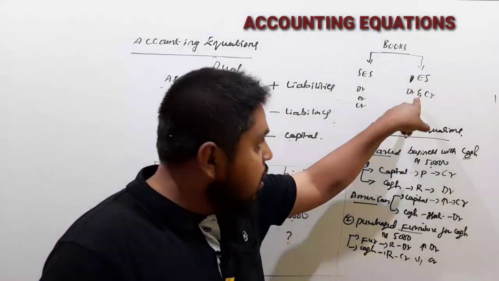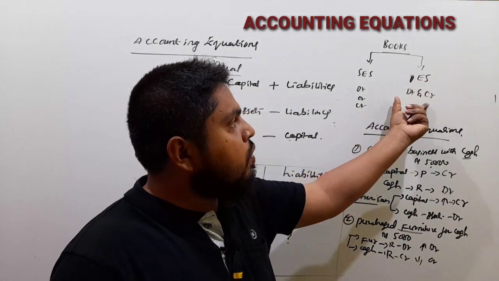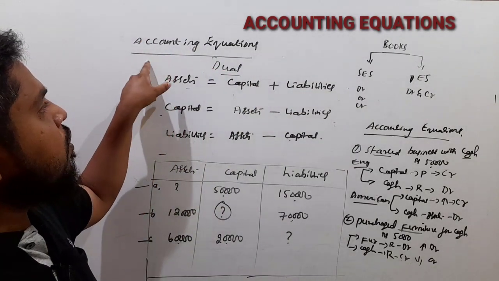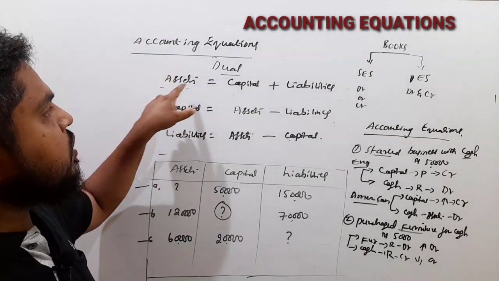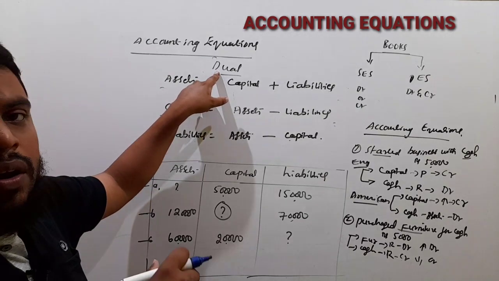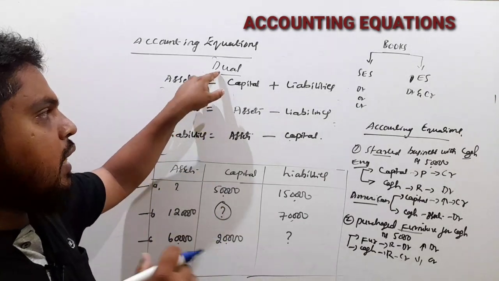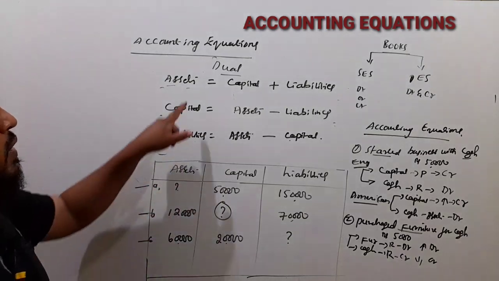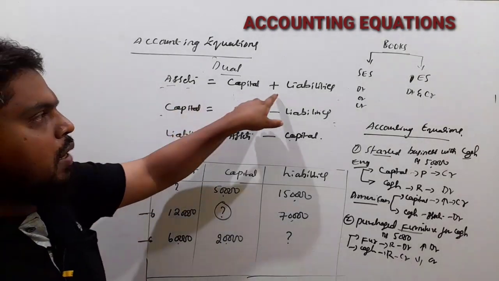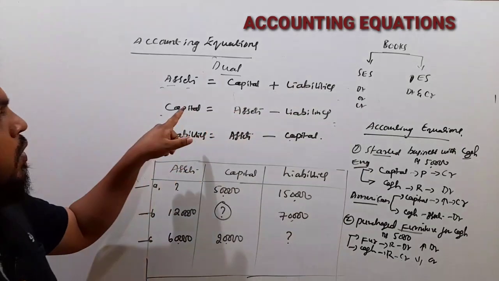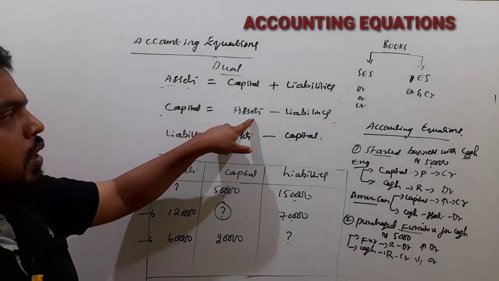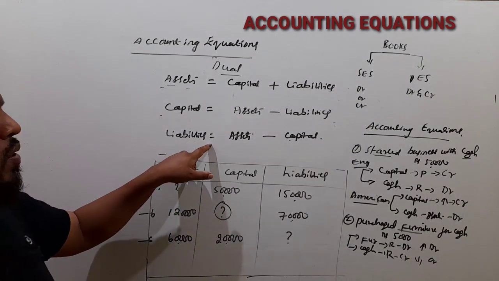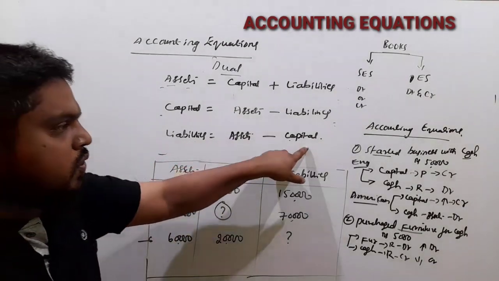Under the double entry system, there is a concept we will follow, that is the accounting equation, the dual concept. It means we will follow both debit and credit. Now, assets equal to capital plus liability. So capital is equal to assets minus liabilities, and liabilities is equal to assets minus capital.